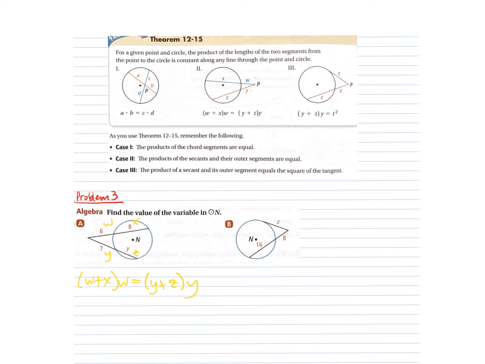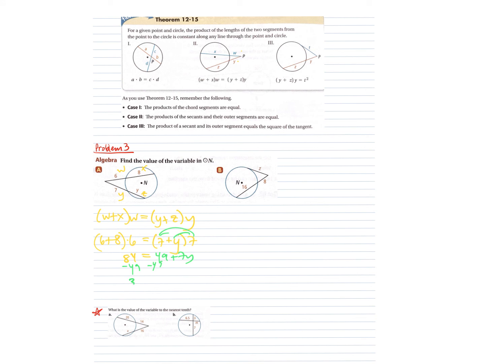So let's just plug in. 6 plus 8 times 6 equals 7 plus y times 7. Then we just have to solve for y. So 8 plus 6 is 14 times 6 is 84 equals, and then let's distribute this 7, so it's 49 plus 7y. Just subtract 49 from both sides. 84 minus 49 is 35, so 35 equals 7y, and then just divide by 7, so y is 5.